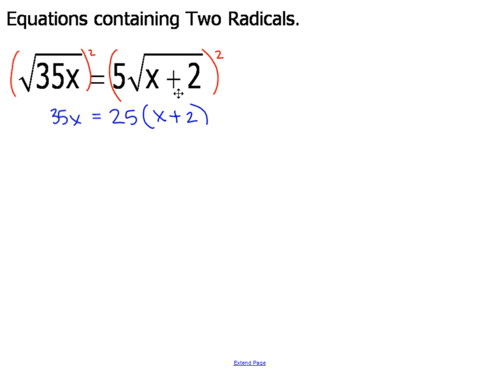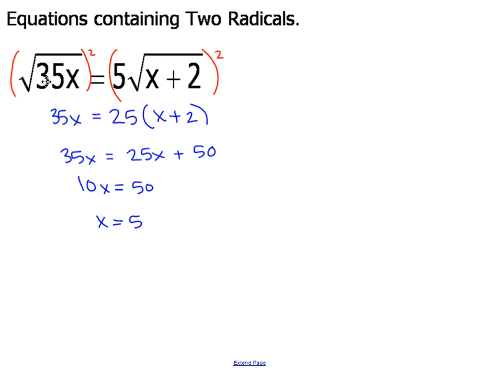And now I have to distribute the 25. So I have 35x equals 25x plus 50. When I subtract 25x, I have 10x equals 50. Now I'm going to divide both sides by 10. I get that x equals 5. Now I'm going to check my answer.